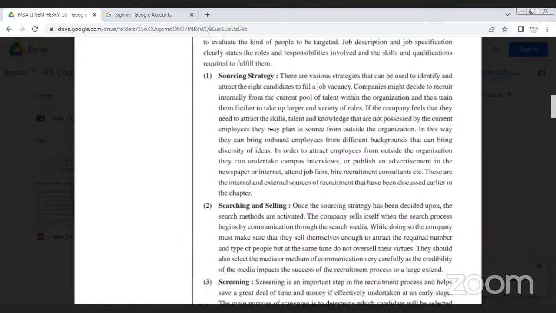If a company feels that they need to attract skills, talent, and knowledge that are not possessed by the current employees, they may plan to source from outside the organization. In this way, they can bring on board employees from different backgrounds that can bring diversity of ideas.